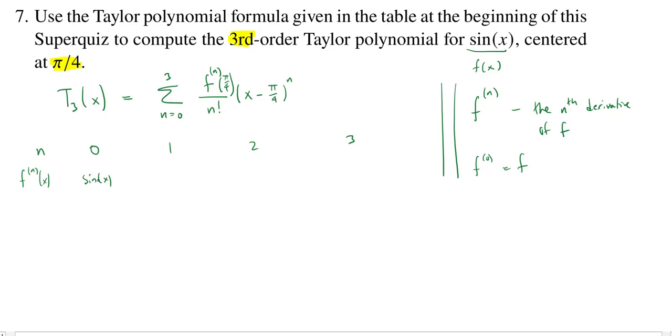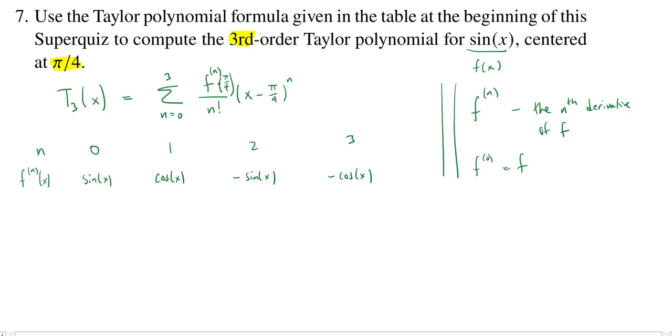Next, when n is 1, that means we're taking a derivative of sine of x. That's just cosine of x. Now we take a second derivative. That'll be negative sine of x. And a third derivative will be negative cosine of x.